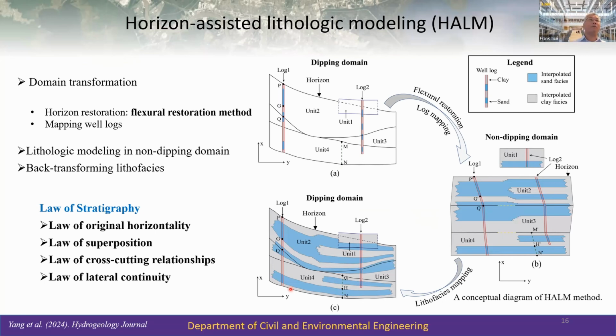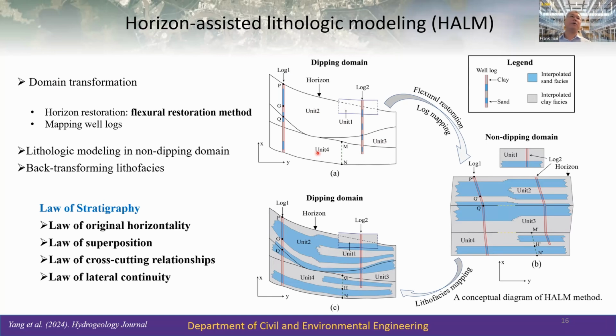It's basically based on the laws of stratigraphy. Again, I believe the audience is basically geoscientists. They understand the law of original horizontality and superposition, cross-cutting relationships, and lateral continuity. So we use those ideas to build this lithological model. The first step is the domain transformation. We have several horizons. In these cross sections, we have horizons that create unit 1, unit 2, unit 3, and unit 4.